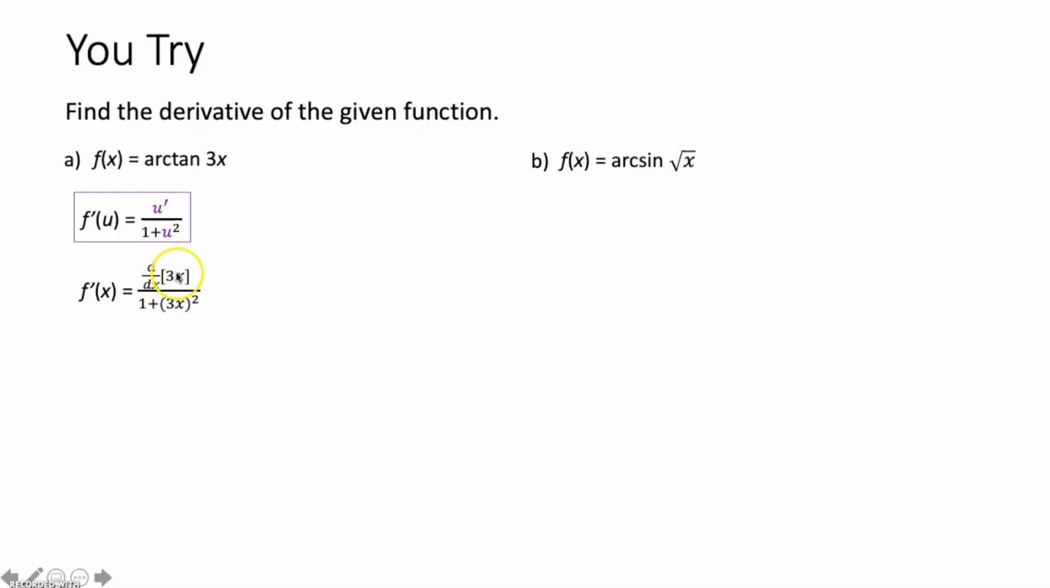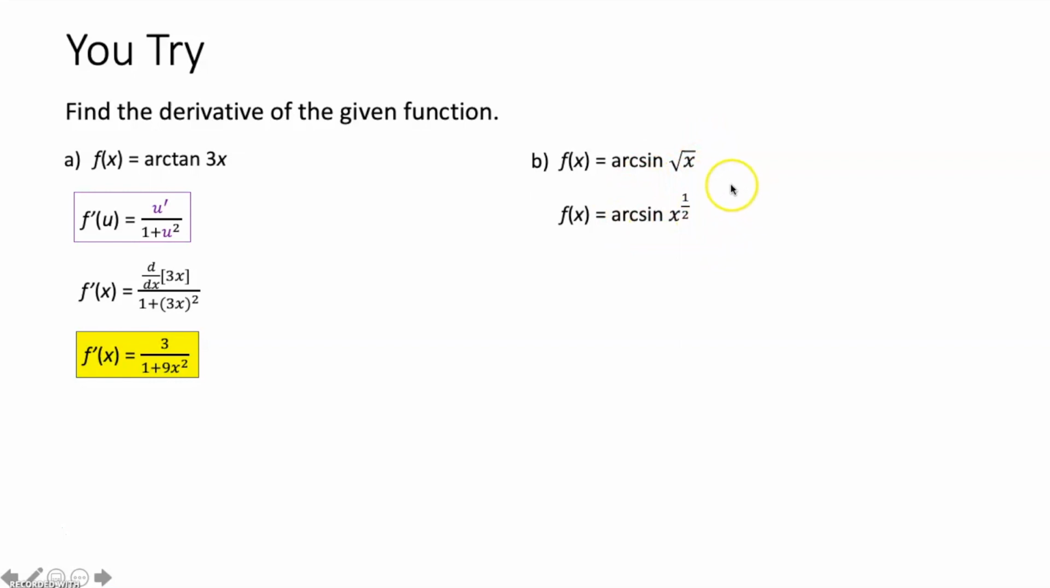Now, what's the derivative of 3x? That's going to be 3 times 1, so just 3. And then what's 3x squared? You square the 3 and the x, and you get 9x squared. And you're done. Over here, you're taking the derivative of arc sine of rad x. Now, anytime you take the derivative and you have a radical, you just want to replace that with a rational exponent. So the square root is the same as the 1/2 power.